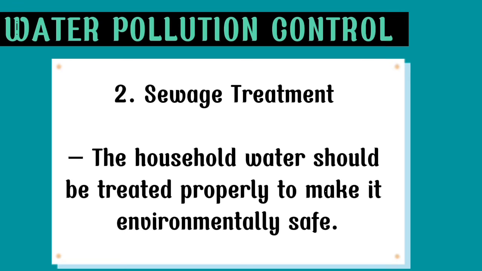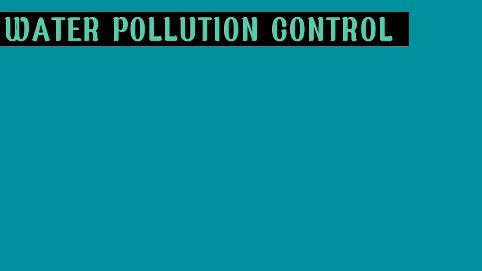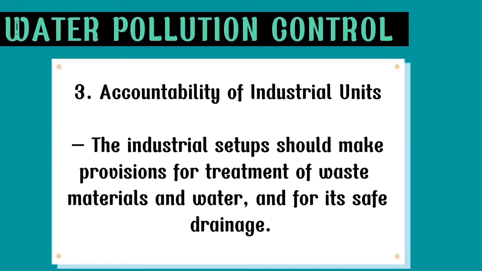Then, sewage treatment. The household water should be treated properly to make it environmentally safe. Necessary steps should be taken to ensure that an effective sewage treatment process is put in place and contaminated water doesn't get mixed with the fresh water bodies. Then, accountability of industrial units. The industrial setups should make provisions for treatment of waste materials and water and for its safe drainage.